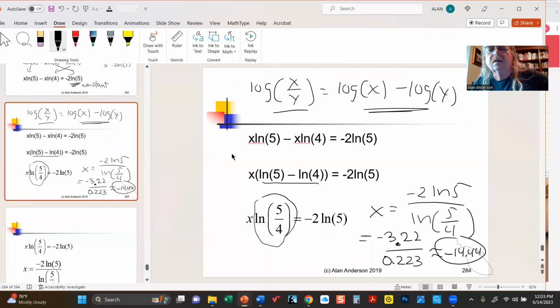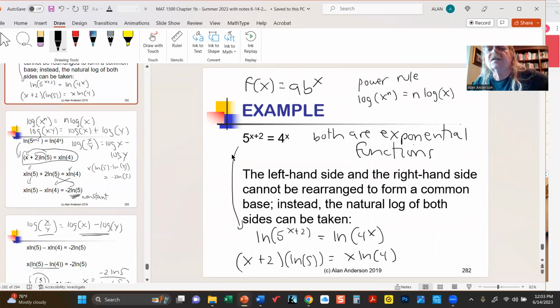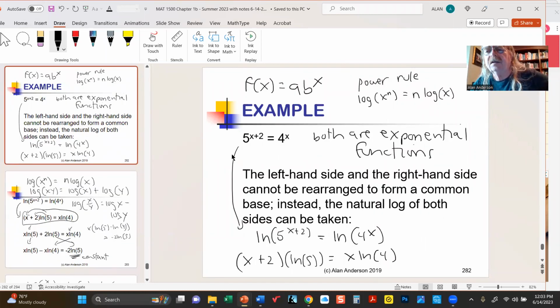So the tricky part in the beginning was recognizing we can't use the one-to-one property of exponential functions because we have different bases, but we can still use logarithms.